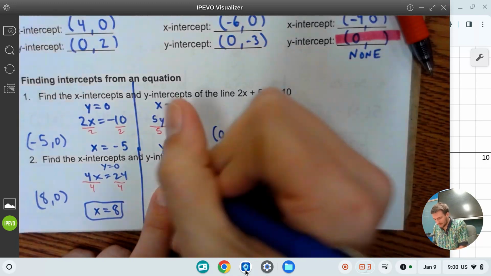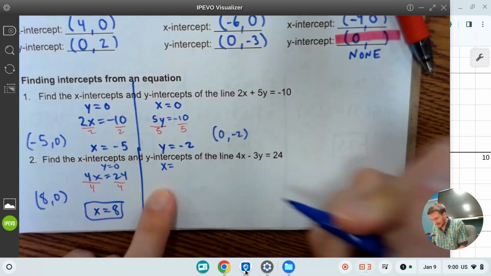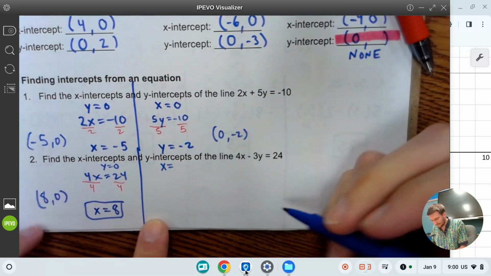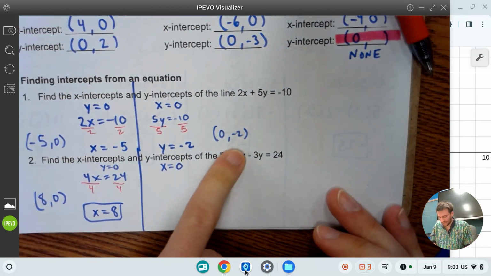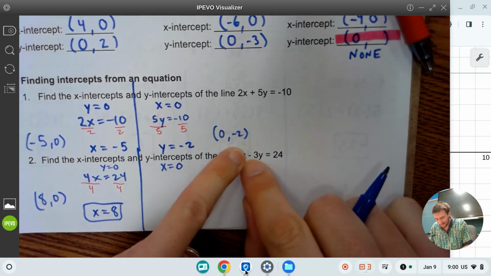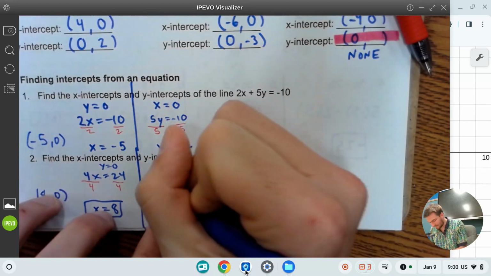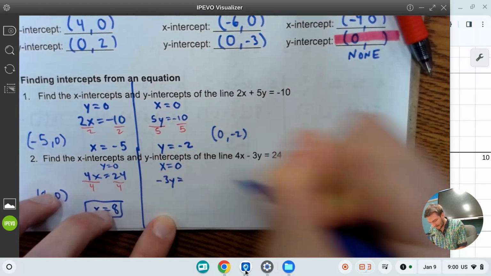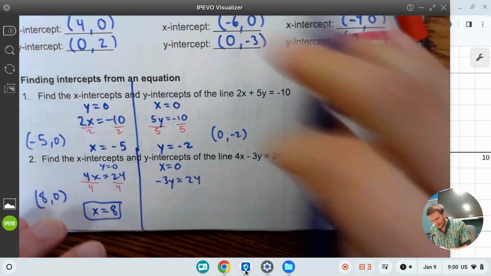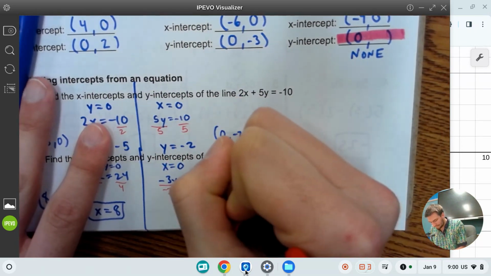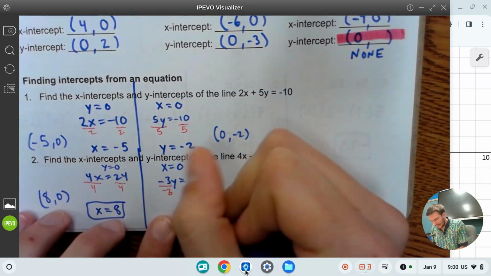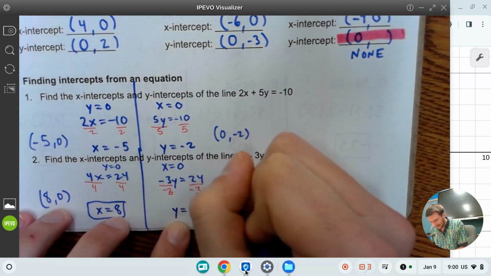And the last one, the x-intercept, where we know that the x is going to be 0, so we can cross off the x. We still have a -3y equals 24. -3y equals 24. Divide both sides. And we're going to get -8.